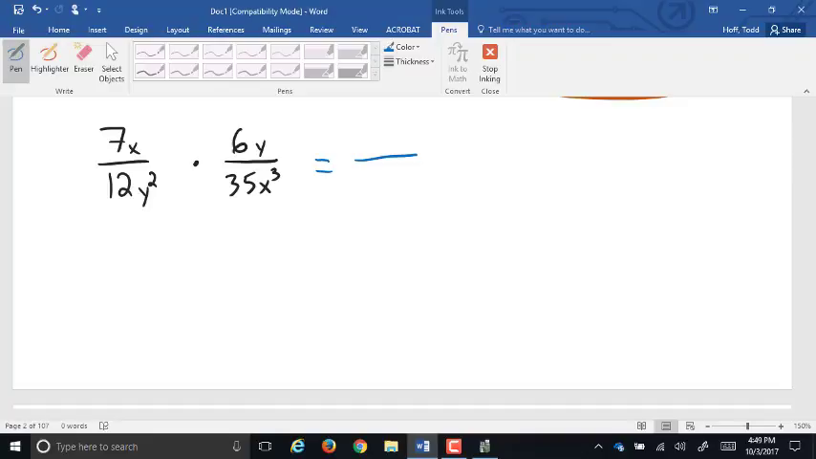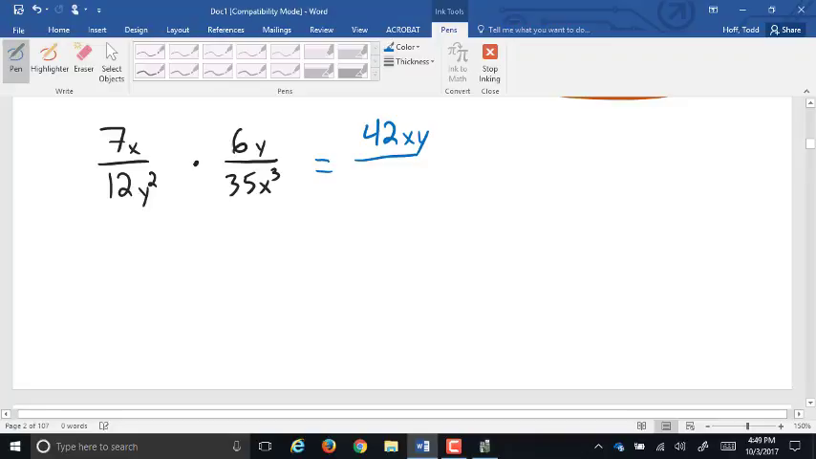For example, 7x times 6y. Well, 7 times 6 is 42. X times y is just xy. 12y squared times 35x to the third. 12 times 35 is 420. Y squared times x to the third is x to the third y squared. And now I would reduce this just like I have with other fractions. I would pull out the 42 over 420.